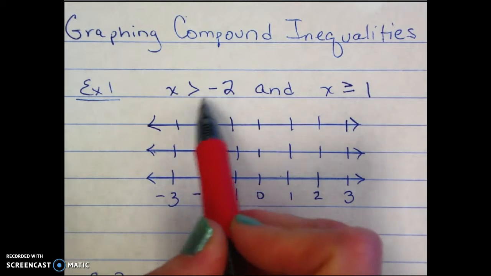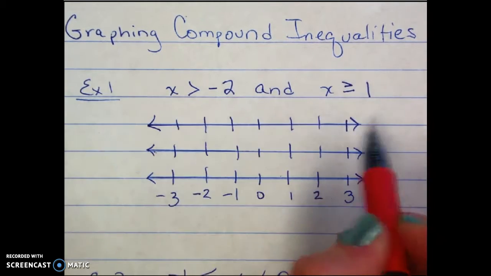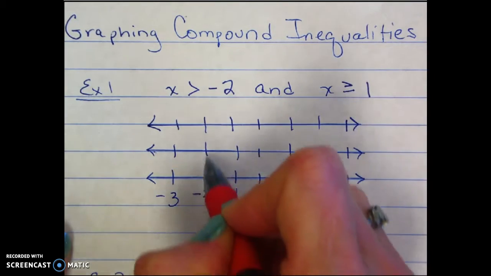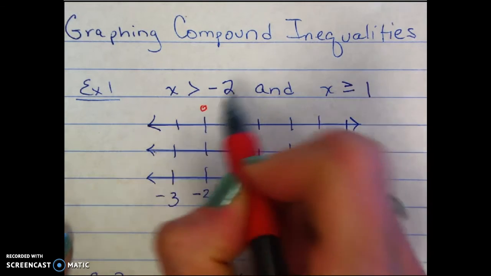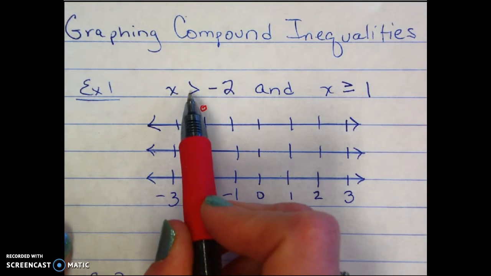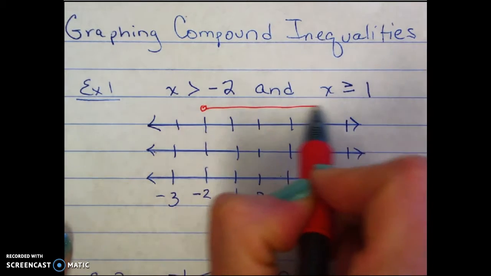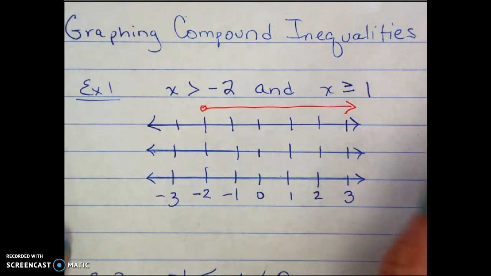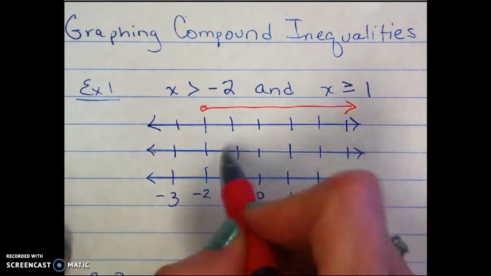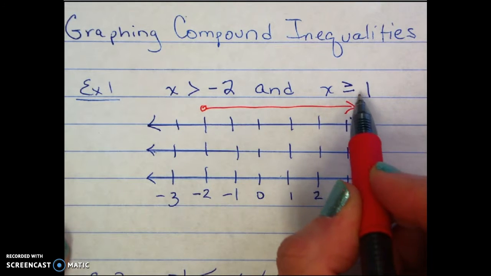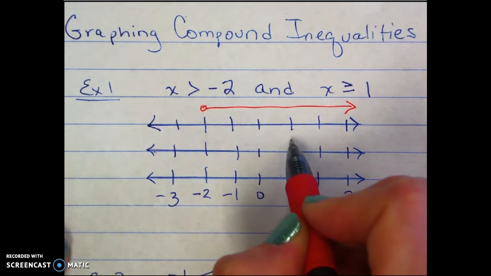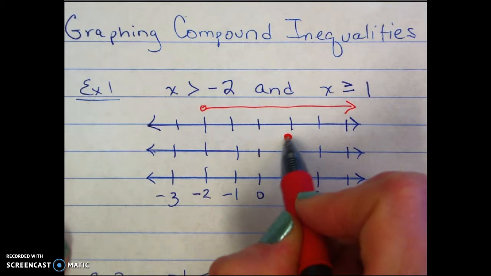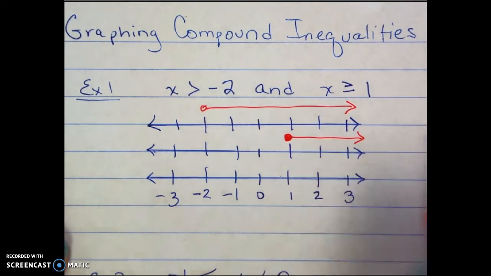So the first one, x is greater than -2, I'm going to graph on the top row. So here's -2. It is an open circle because it's just greater than, and this direction is greater than. Then we're going to graph the second one here in the middle row. So x is greater than or equal to 1. Here's 1. Equal to means we're closing that bubble in. Greater than is the same direction.